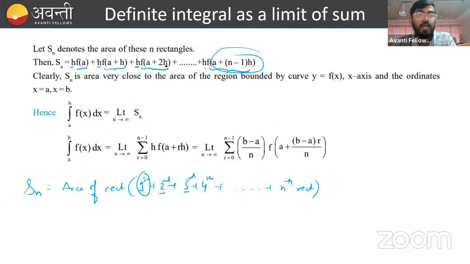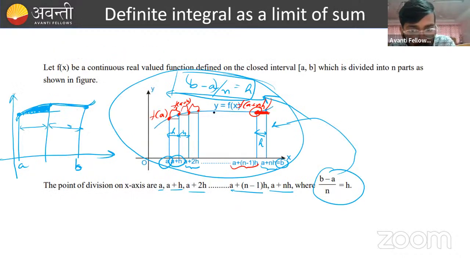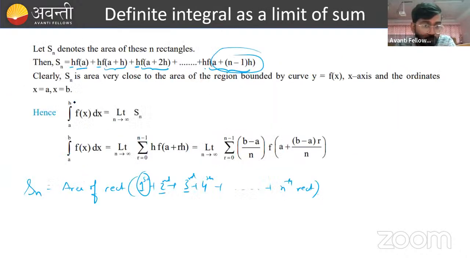And clearly now S n can be written as the sum of all these things, correct? Okay. S n is very close to the area of the given region bounded by the curve y equals f of x, the x axis, and the ordinates x equals a and x equals b. So the meaning of this is the area bounded by this curve from a to b and the x axis. We know that integration gives us the area. So the integral from a to b of f of x dx is written as S of n.